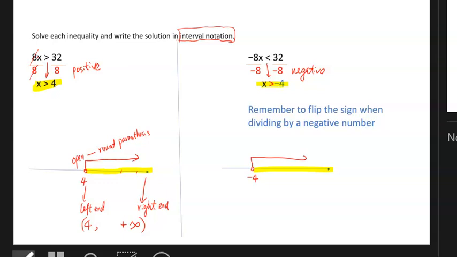Okay, so let's look at this case. It will be very similar. I write down the left end, which is negative 4. The right end, there's nothing, so it's positive infinity. So this is what we call interval notation. You have to indicate the left end and the right end, and so the answer would be any number between negative 4 and positive infinity.